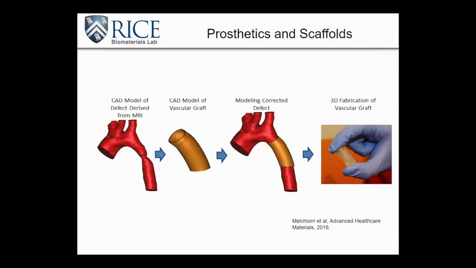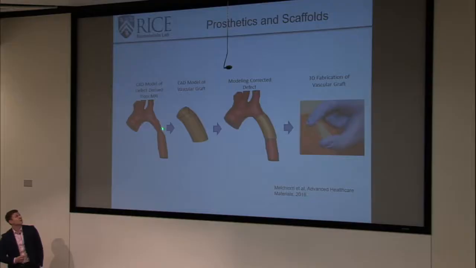If we get a little bit more complicated, we start getting into customized prosthetics. So working again with this same lab, as a brief overview, we are able to take the anatomical image of a defect in a child with a congenital heart defect.